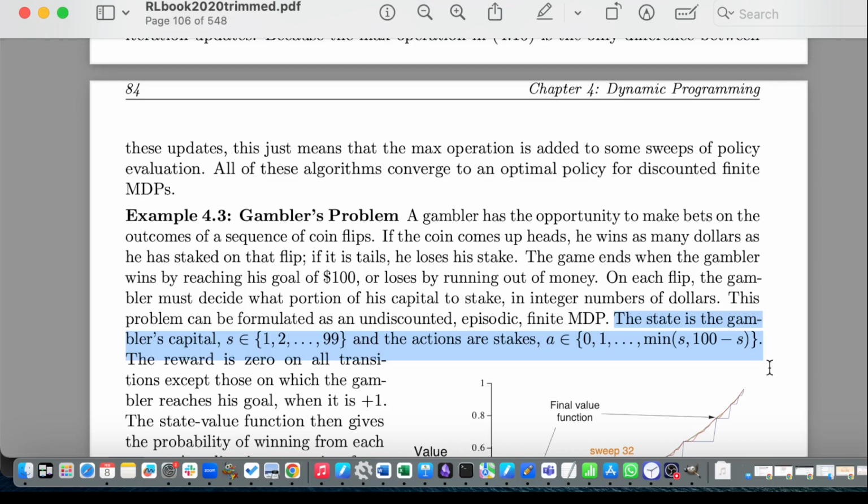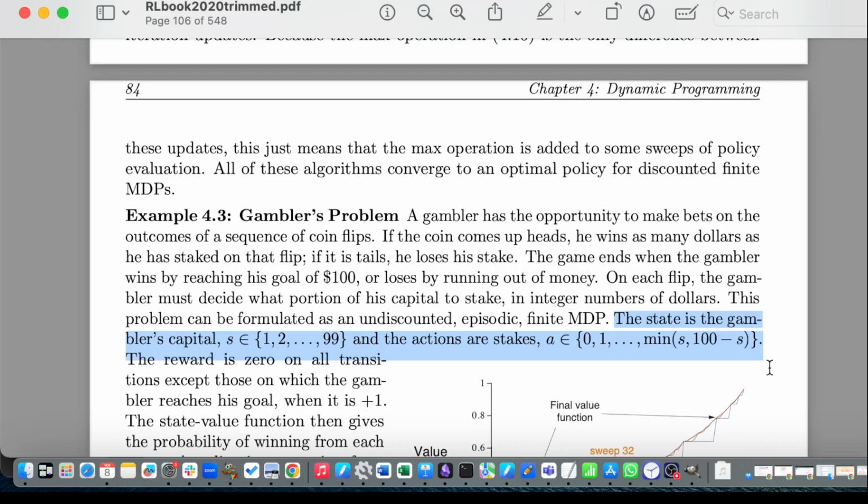The actions are the stakes. So A is between 0 to the minimum of S and 100 minus S. This minimum of S and 100 minus S should remind you of lab 1. You can't bet more dollars than you have. You can't bet more than S. You should never bet more than it would take to reach the end. So that's the 100 minus S.